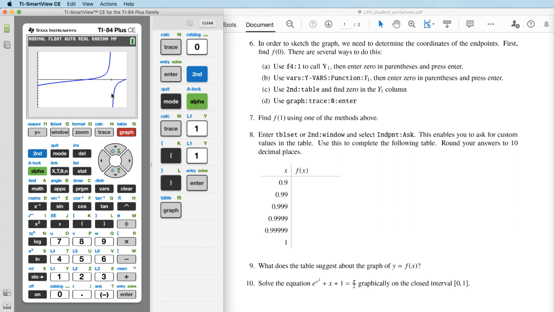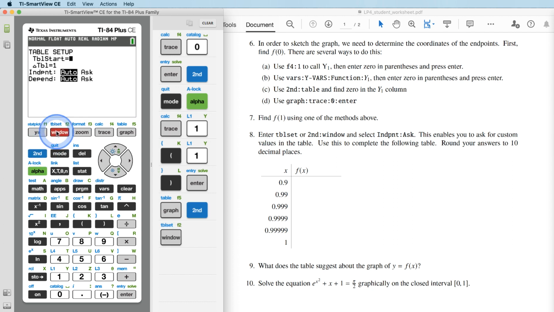So number 8, we're going to work with our table. It says to enter the table setup. So table set, right here we see in blue. To get there, we're going to hit second window. That's going to take us into our table setup. And we are going to change this. By default, your independent variable is on auto, but we're going to change it to ask. So you want to hover over ask and hit enter. Don't do that with your dependent variable, just do it with the independent variable. We're changing that independent variable to ask.